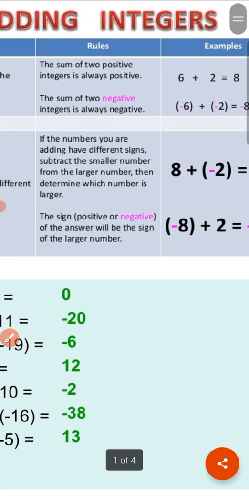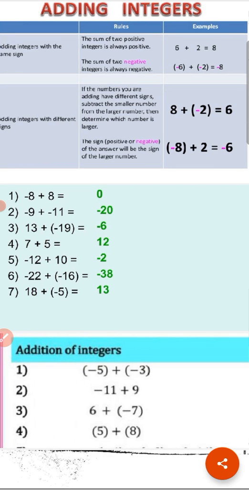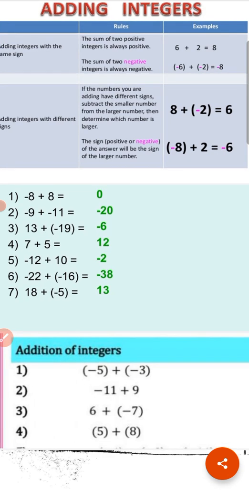These rules are very important, children. When we are adding integers with the same sign, that is addition of two positive integers or addition of two negative integers, the sum of two positive integers is always positive. The sum of two negative integers is always negative.